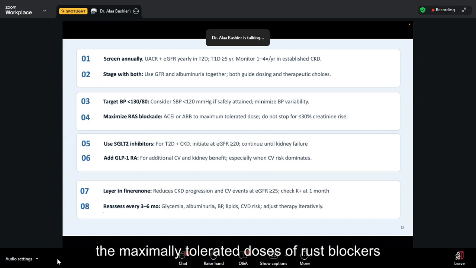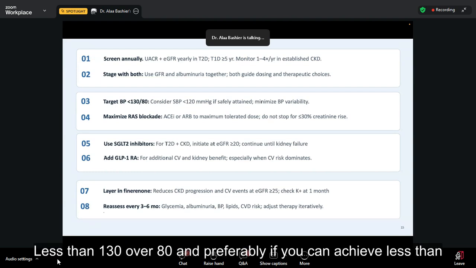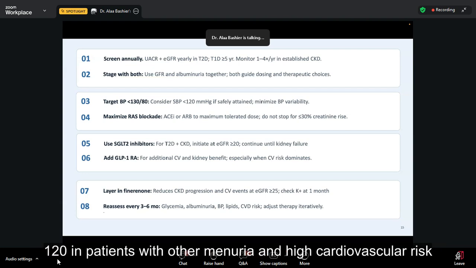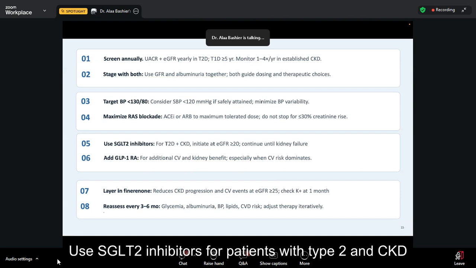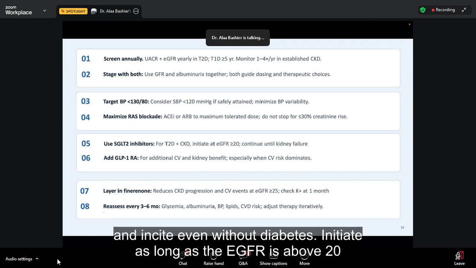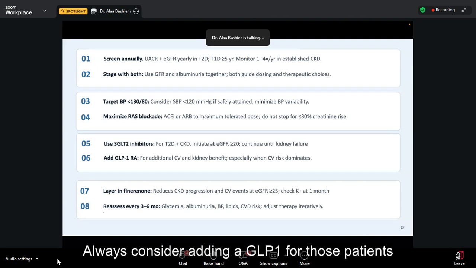We have to use the maximally tolerated doses of RAS blockers, and the target blood pressure in those patients is less than 130/80, and preferably less than 120 in patients with albuminuria and high cardiovascular risk, and in those who can tolerate a reduction in blood pressure to less than 120. Use SGLT2 inhibitors for patients with type 2 and CKD, and in CKD even without diabetes. Initiate as long as the eGFR is above 20 and continue until dialysis.